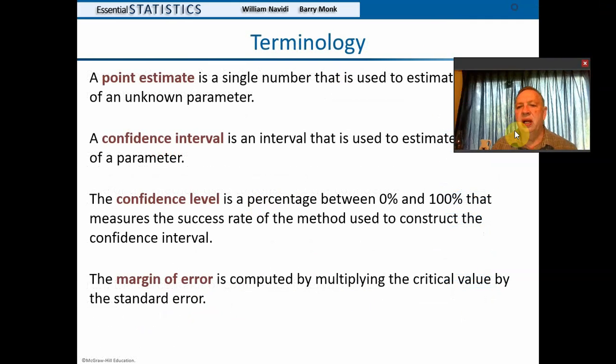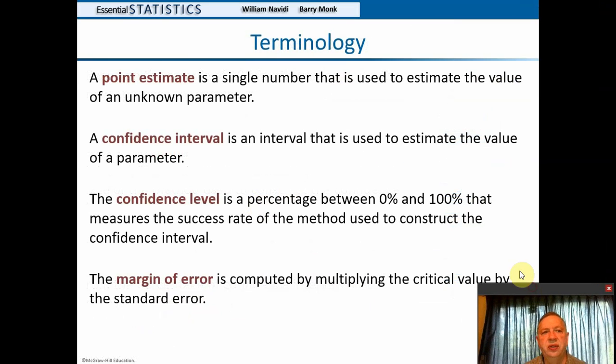So here's our terminology that we've developed, and let's go back over this. The point estimate, this could be anything, but based on the sample mean, the sample proportion are the ones that we're going to work with here. A confidence interval is an interval that is used to estimate the value of a parameter. That confidence interval is going to be based on some confidence level. We've got to get critical values based on that confidence level, and then we find the margin of error, which is computed by multiplying the critical value by the standard error.